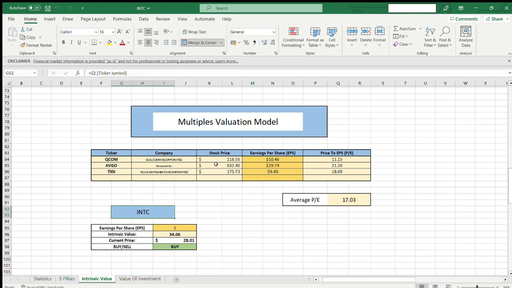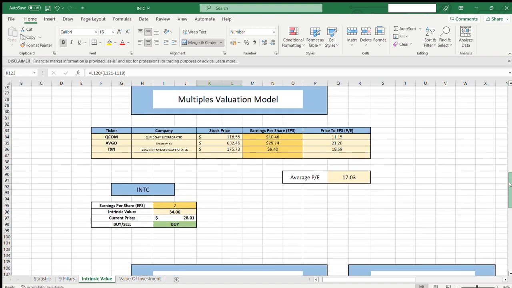I took their stock prices and divided by their earnings per share to get their PE ratios. I then averaged out these PE ratios to get a PE ratio of 17.3. I multiplied this by the earnings per share of Intel and got an intrinsic value of $34.06, which is higher than the current trading price.